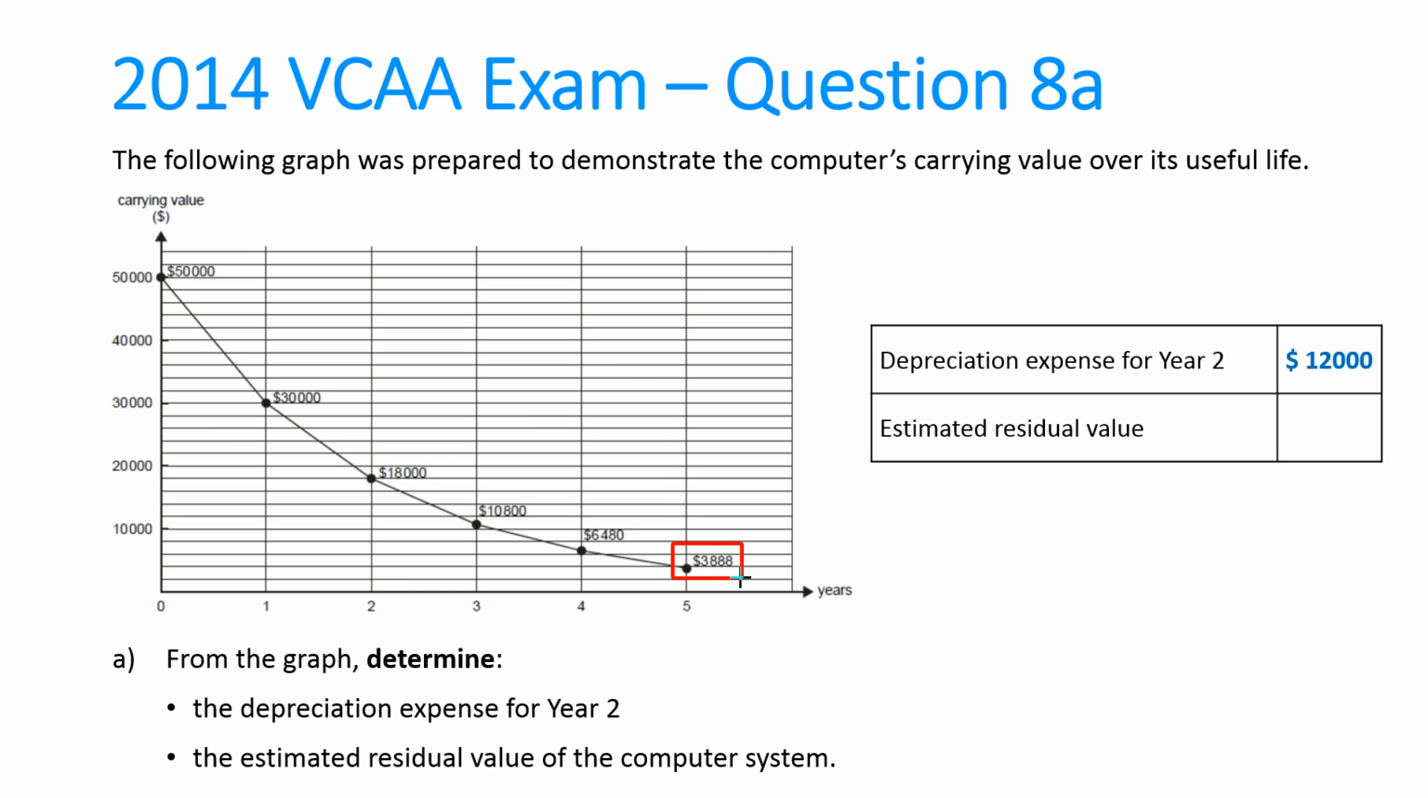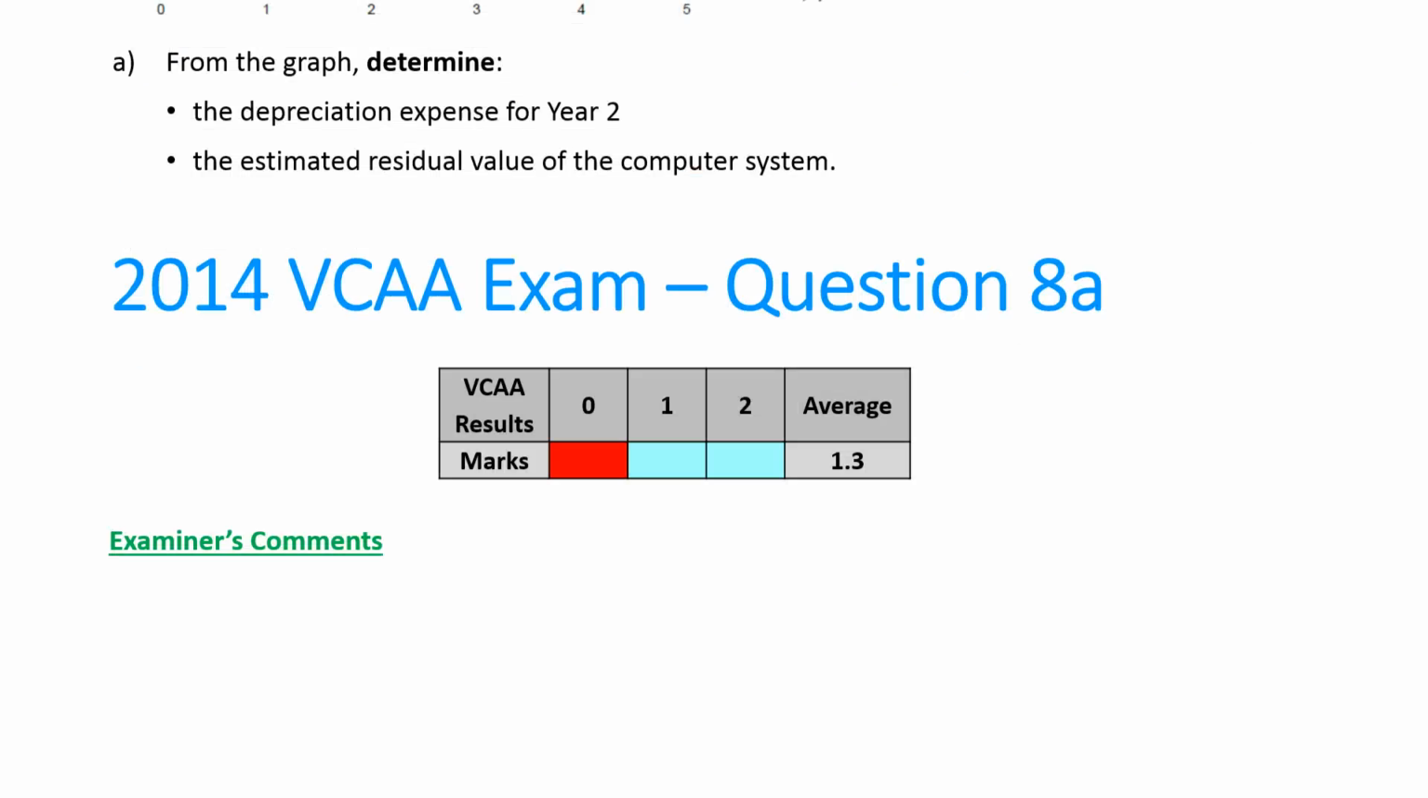So that must have been what the owner estimated its residual value would be back at the beginning of its useful life. All residual value represents is the economic benefits that the business doesn't think it will use of the computer. And so that must be the amount that's left over at the end of year 5 in terms of the carrying value. So all you had to do for this was put in 3,888 as the estimated residual value, and there was 1 mark for each of those numbers.